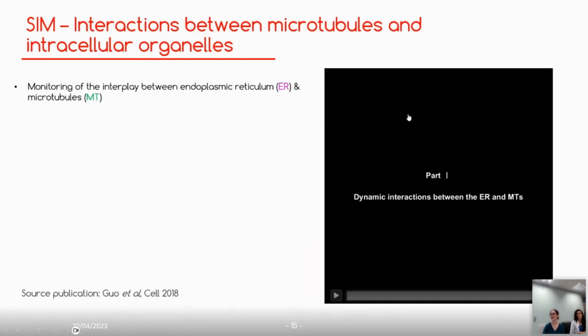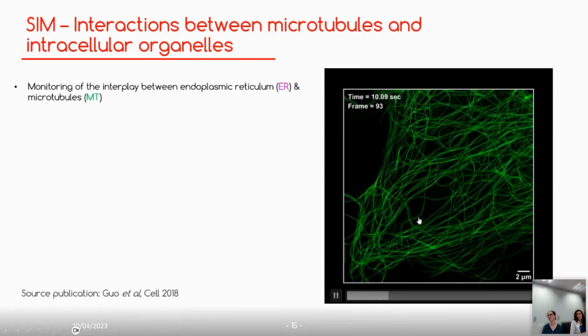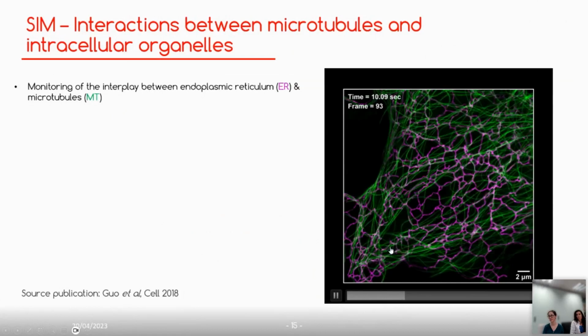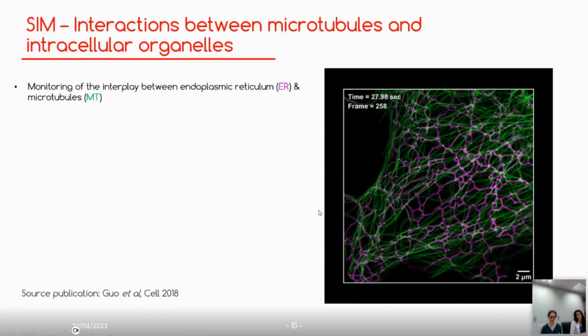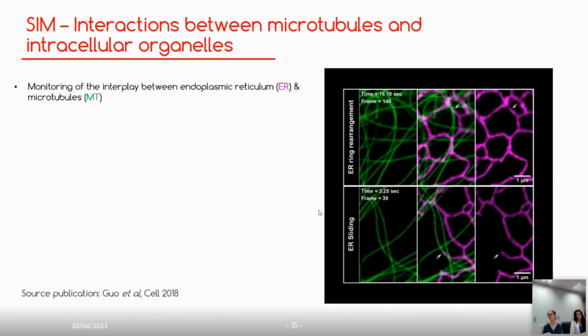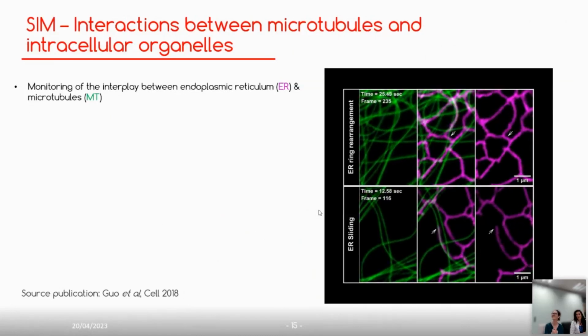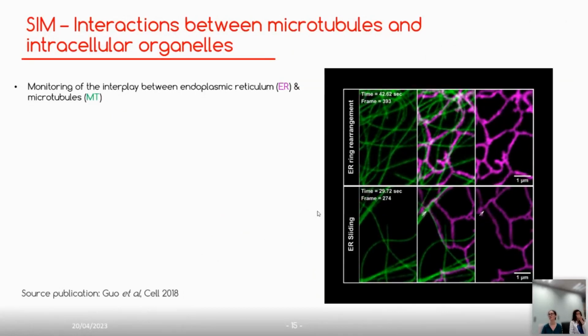And here, they highlight the interaction between the endoplasmic reticulum, which is depicted in purple, and the microtubules that are in green. And they found that the endoplasmic reticulum extension along the microtubules is driven by the depolymerization of the microtubules, and they can really visualize how microtubules are driving the tubular formation of the endoplasmic reticulum.